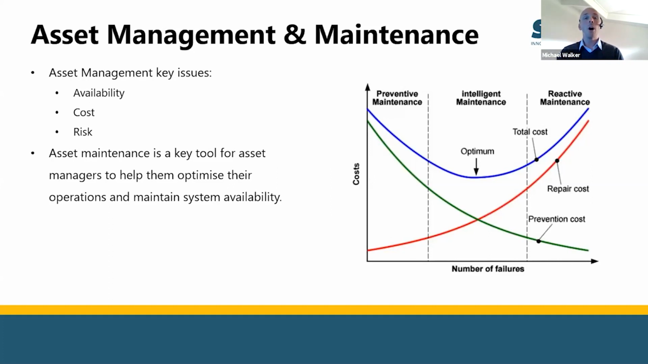But the goal is to optimize. So we're trying to manage our risk. We're trying to manage cost within the realities of our finite budgets. And we're looking for that optimum spot, that sweet spot around maintenance. And the key there is that asset maintenance is a key tool for asset managers to help them optimize their operations and ultimately maintain system availability. And that today sets the scene for our Star2M module, where we now dive a little deeper into asset maintenance and start to flesh out the system.